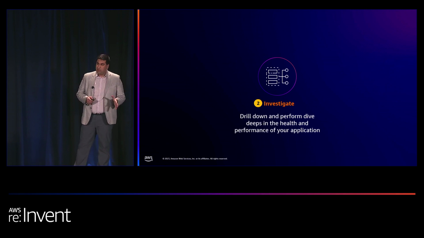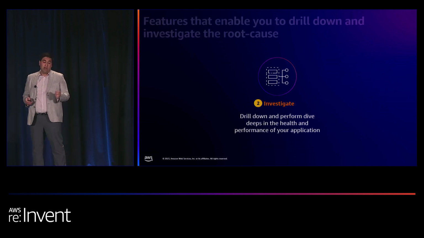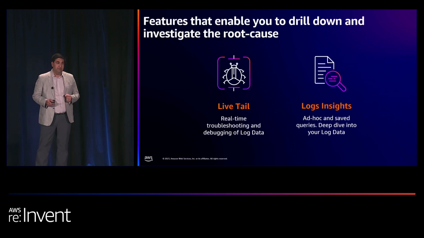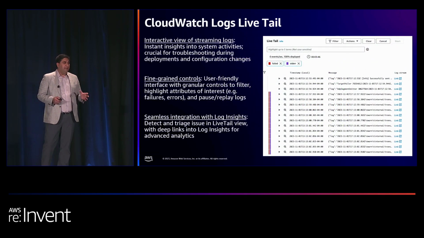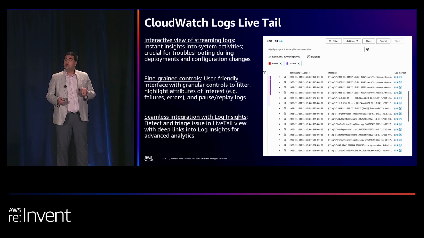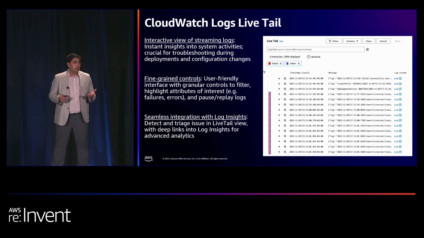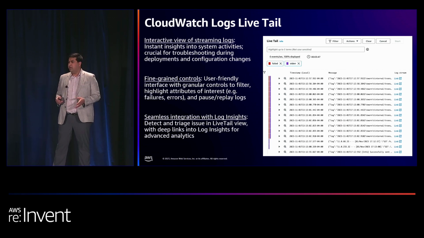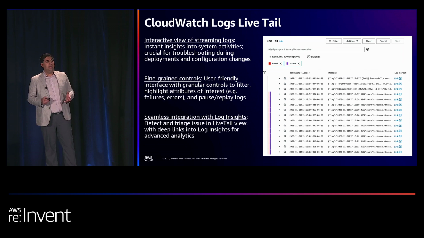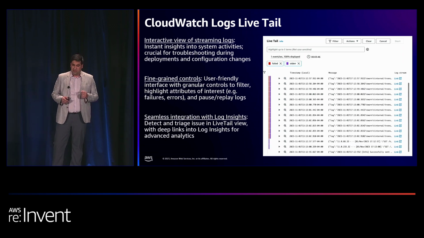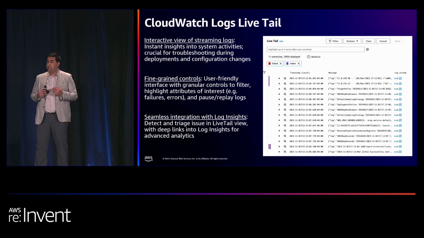Now that we've learned the best practices to detect issues, let's move over to the investigate theme. Here I want to talk about 2 really popular features that our customers love: Live Tail and Logs Insights. Let's start with Live Tail. Live Tail gives you an interactive, real-time streaming view of your logs, which provides instant insights into issues that are arising during deployments or configuration changes. It offers really fine-grained controls for you to filter the logs based on what you're looking for, as well as highlight attributes of interest, like error words or certain codes. You can also pause and replay your logs if you want to quickly look at something that interested you.